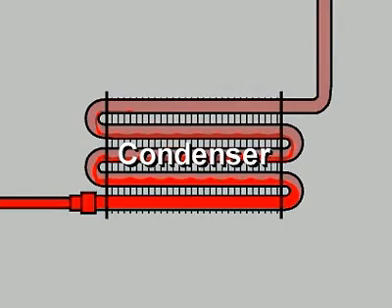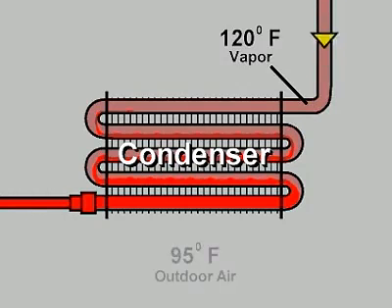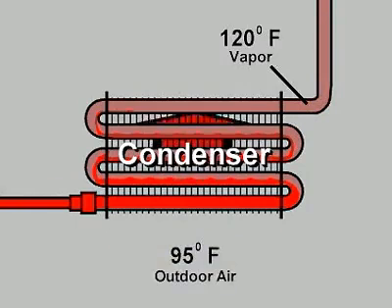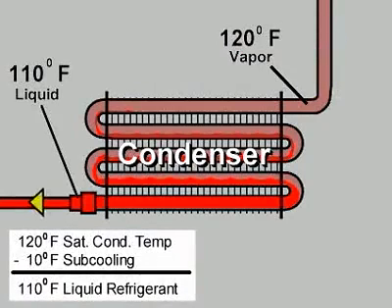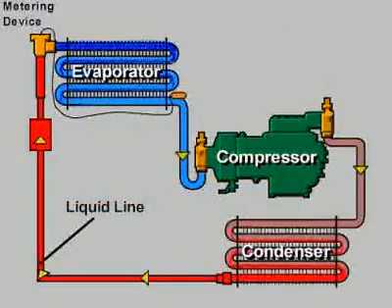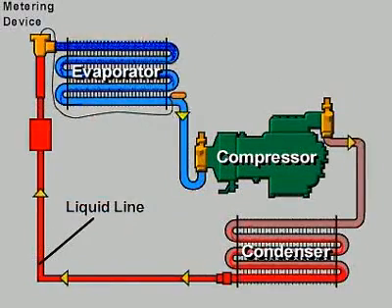Outdoor air flows between the aluminum fins and over the outside of the copper tubes, while the refrigerant flows through the copper tubes. As the 120-degree refrigerant vapor flows through the condenser tubes, it rejects heat to the 95-degree outdoor air and condenses into a liquid at 120 degrees. By the time it reaches the end of the condenser, all of the refrigerant vapor has condensed to a liquid, and this liquid is cooled an additional 10 degrees below the saturated condensing temperature to 110 degrees before it finally leaves the condenser. This added cooling is called subcooling. The cycle is completed as the liquid refrigerant flows through the liquid line to the metering device.